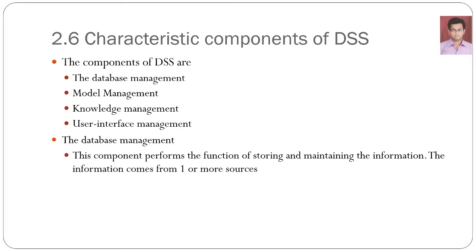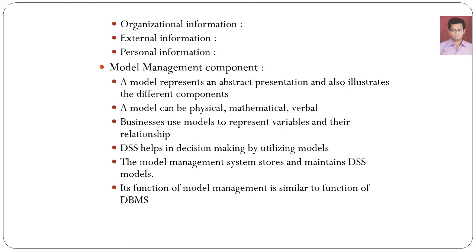Characteristic components of a decision support system are database management, model management, knowledge management, and user interface management. The database management component performs the function of storing and maintaining the information. The information comes from one or more sources: organizational information, external information, personal information.